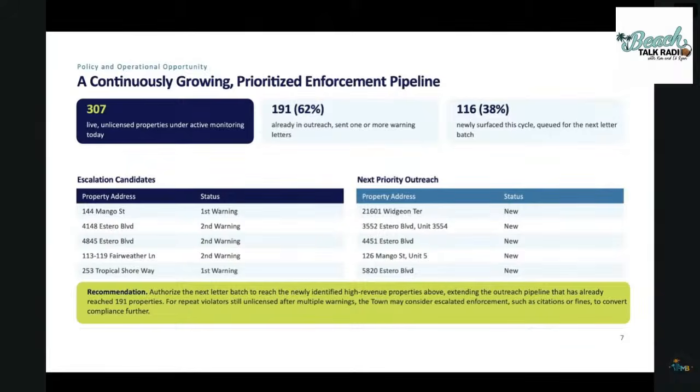There's 116 other properties, so 38% of the overall unlicensed or unregistered active short-term rental properties that are new that we've just identified. So these will be in our next targeted outreach to notify these folks that they are operating, but they don't have a license or a registration yet with the town.